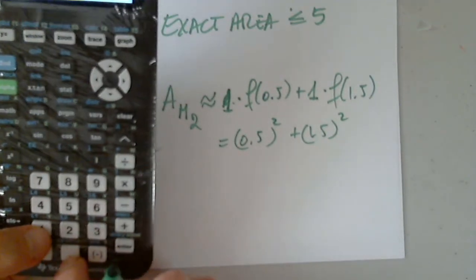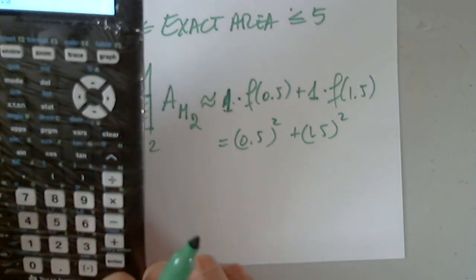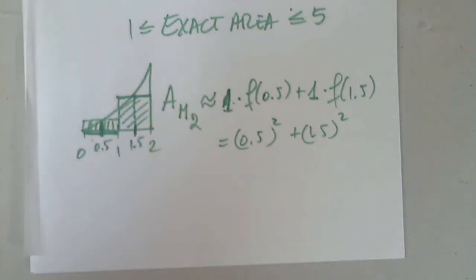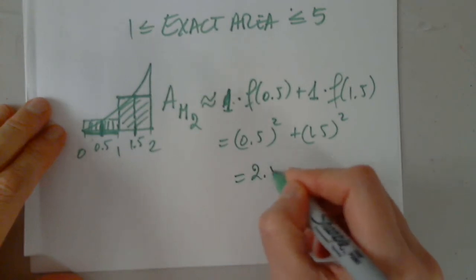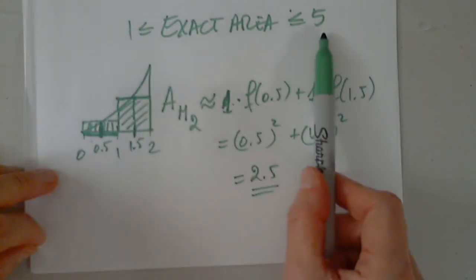2.5. So 1.5 squared plus 0.5 squared. Yes, 2.5. This is the best approximation, and as expected is between 1 and 5.